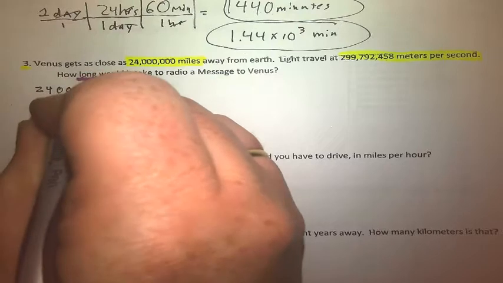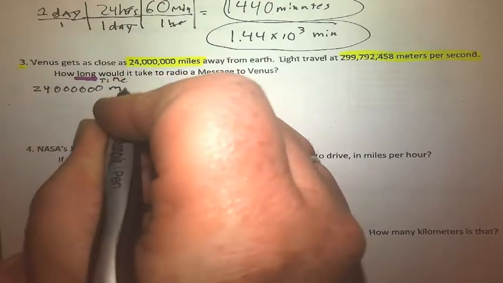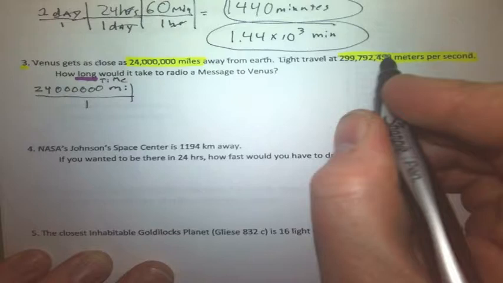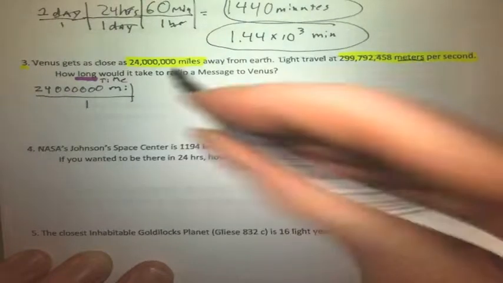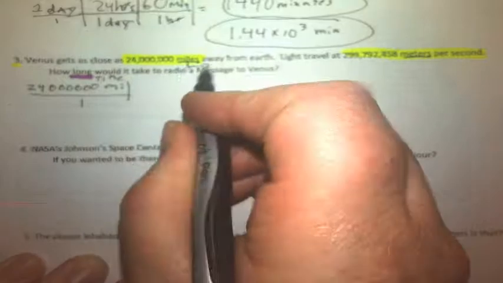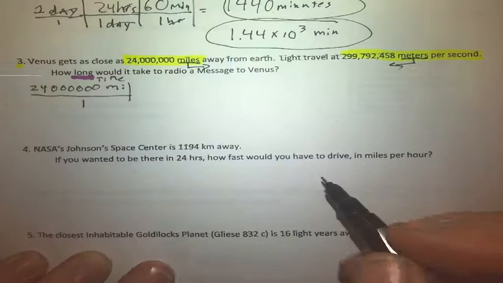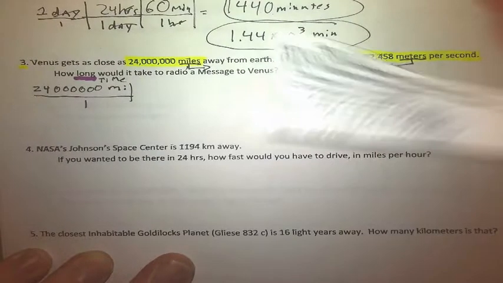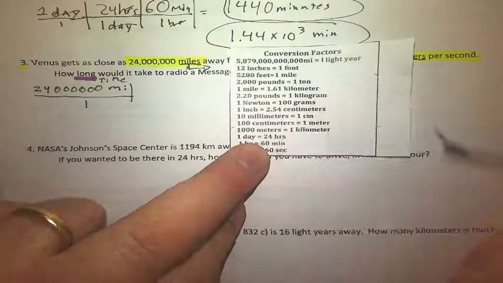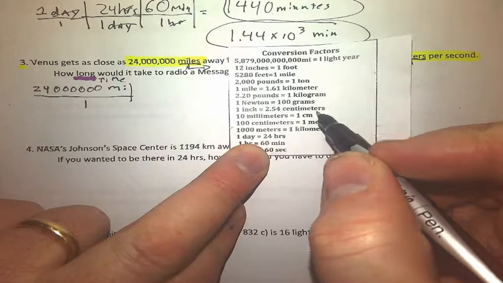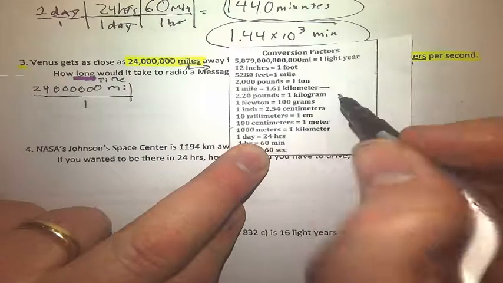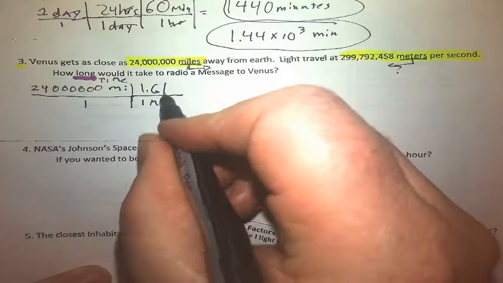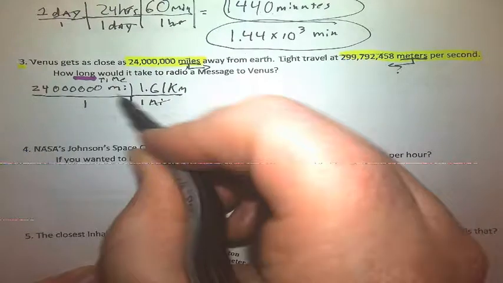So if I start out with 24,123,456 miles over 1, light travels at this speed, but that speed is in meters. I've got a unit of miles, so I need to get it out of miles into meters so that those two things can agree with each other. So I'm going from English to metric, looking at my set of conversion factors. I know that my miles and kilometers is here, so if I put 1 mile at the bottom, that is equivalent to 1.61 km. That'll get rid of my miles.